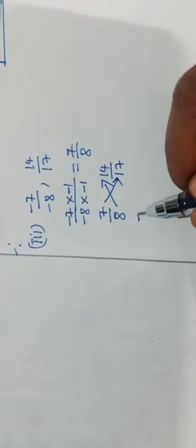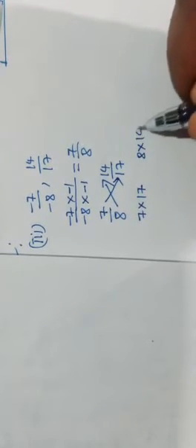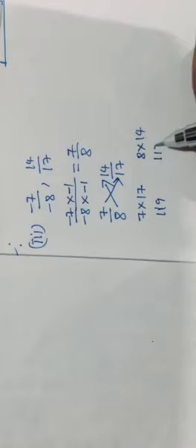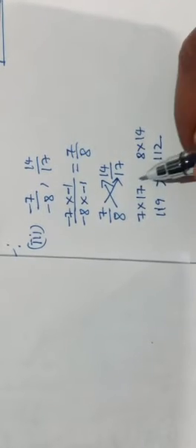When you cross multiply, you have to write 7 into 17 and 8 into 14. 17 7s are 119, 14 8s are 112. 119 is greater than 112. So in the last step, minus 7 by minus 8 is greater than 14 by 17.